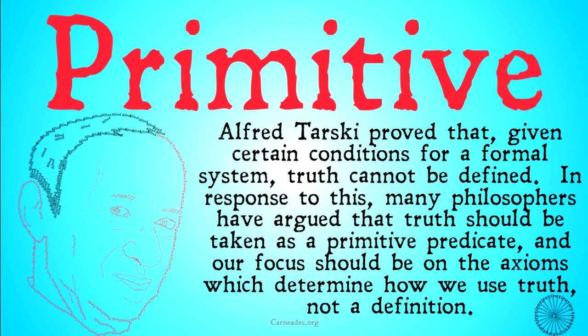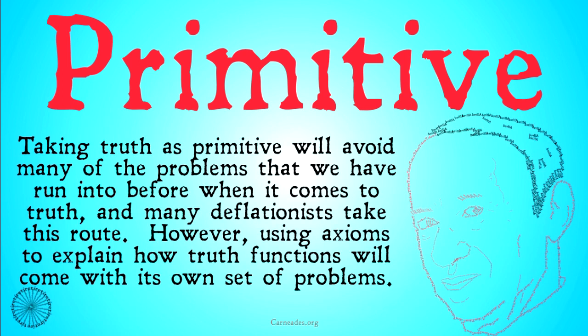So, Alfred Tarski proved that, given certain conditions for a formal system, truth cannot be defined. In response to this, many philosophers have argued that truth should be taken as a primitive predicate. What we mean by a primitive predicate basically is a predicate that we're not going to offer a definition of, that we're just going to take as basic in some way, and we're just going to explain the ways in which it can be used. And our focus should be on the axioms which determine how to use truth, not a definition of truth.